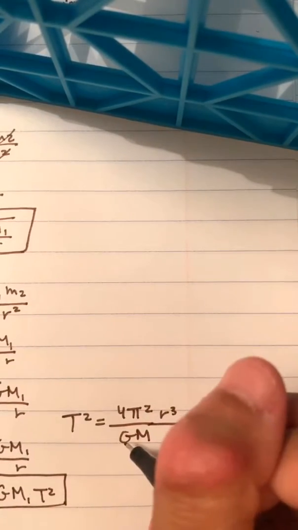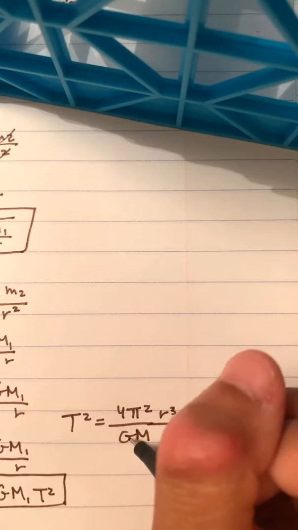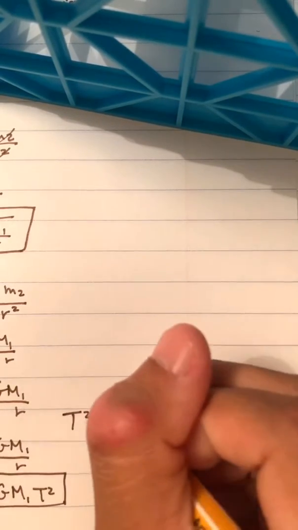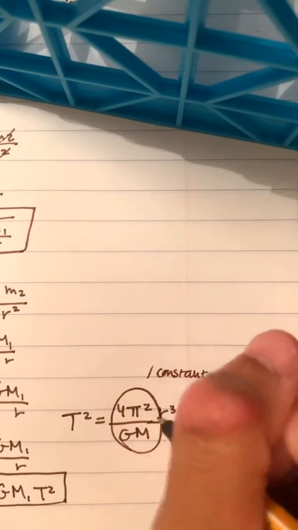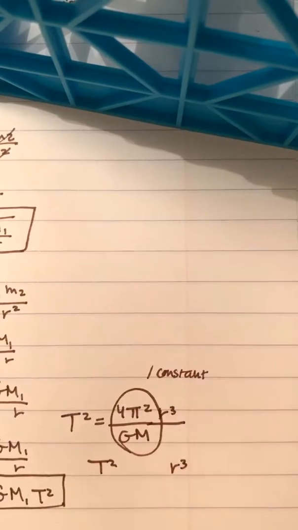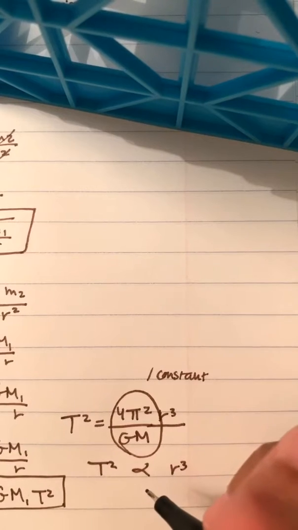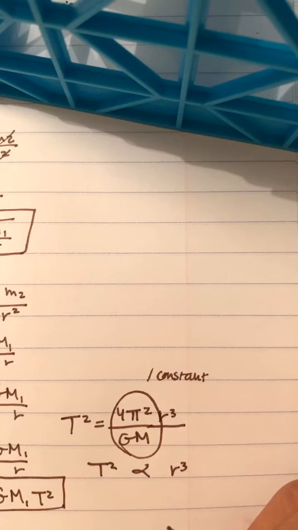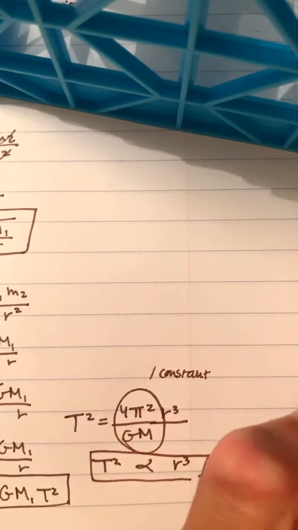And basically, this is the universal gravitational constant, which never changes, pi never changes, and the mass of the planet never changes. So all this is a constant, which means we're just left with t squared and r to the third. And we say these are proportional. This is the sign to show that these two terms are proportional. So this just means that the period of the object squared is proportional to the distance between them cubed. So this is also Kepler's third law.